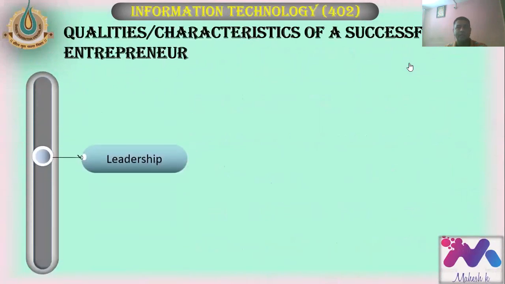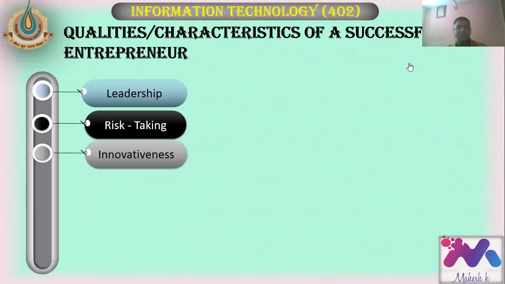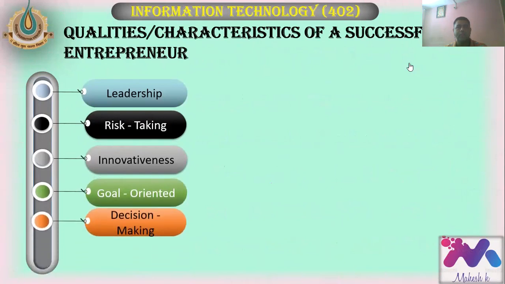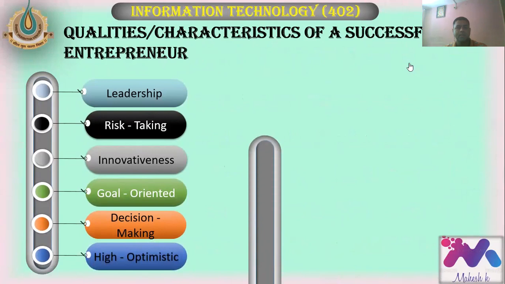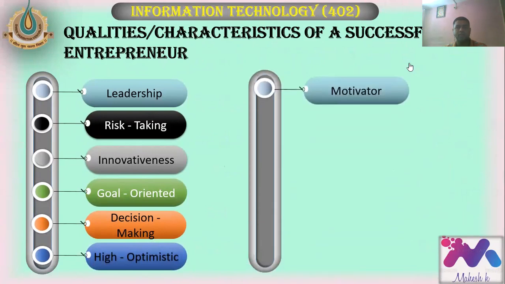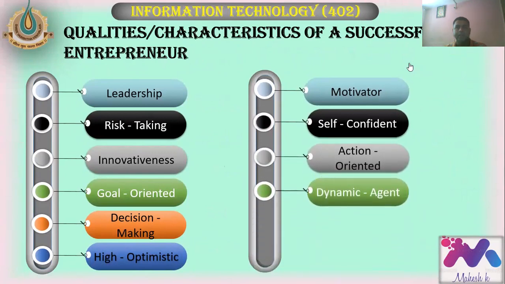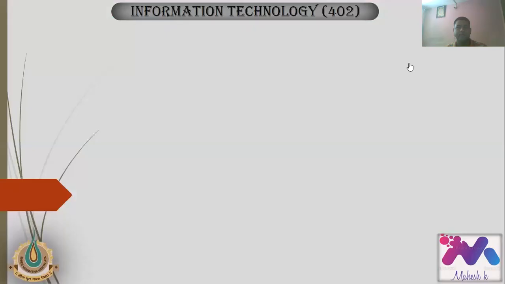Qualities, characteristics of the successful entrepreneurs. First one, leadership. Second one, risk taking. Third one, innovative. Fourth one, goal orientation. Fifth one, decision making. Sixth one, highly optimistic. Seventh one, motivator. Eighth one, self-confident. Ninth one, action oriented. Tenth, dynamic agent. Eleventh one, high achiever. Twelfth one, trust in self.